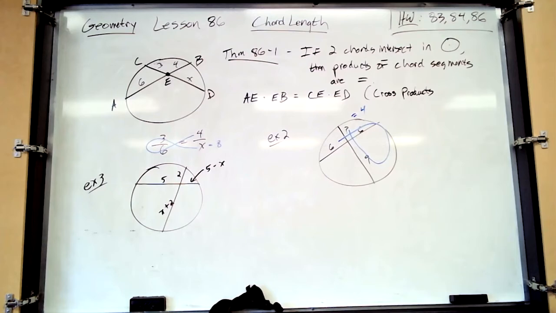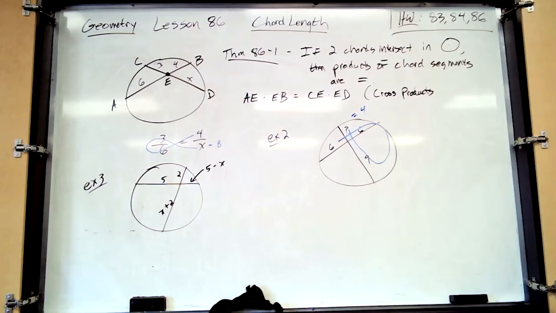It's complicated. Remember, the reason the fish method works is because this times this equals this times this. So set this times this equal to this times this. It's actually an algebraic equation.